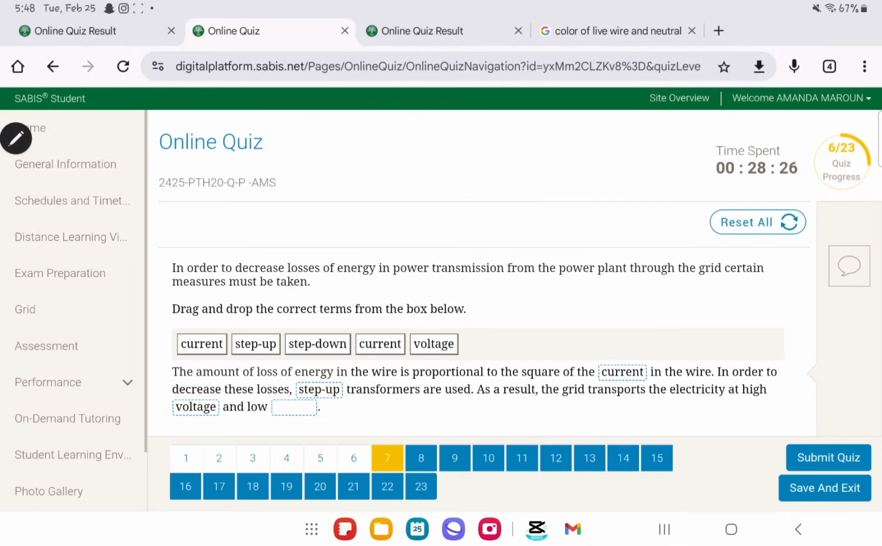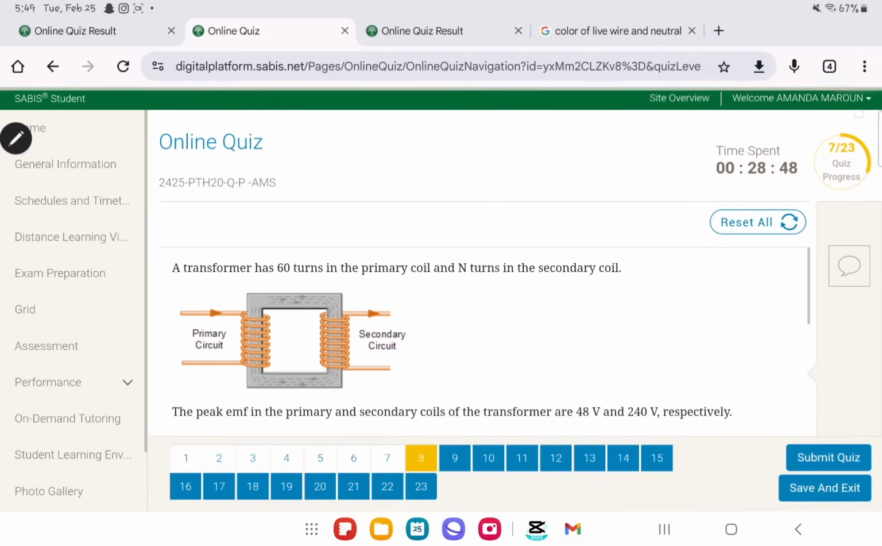So very simply, if you have a low current, as we stated above, having a low current is going to cause a smaller amount of energy lost. So that is why we need a higher voltage. As a result, the grid transports the electricity at a high voltage and a low current. So let us move on to question number 8.